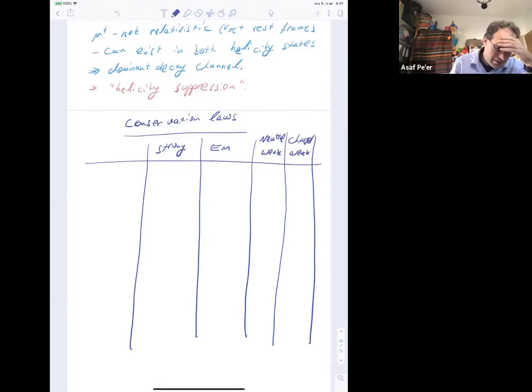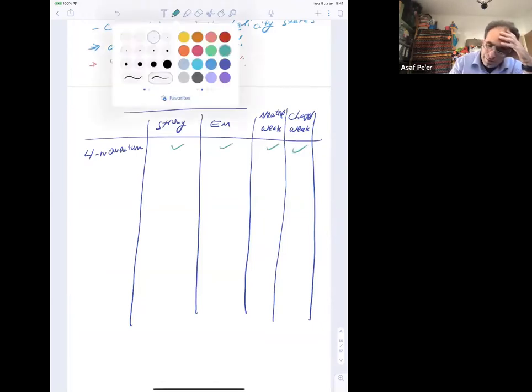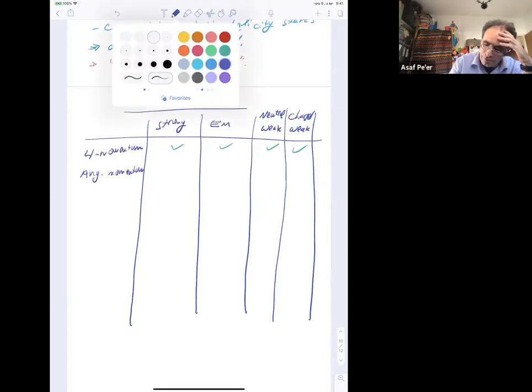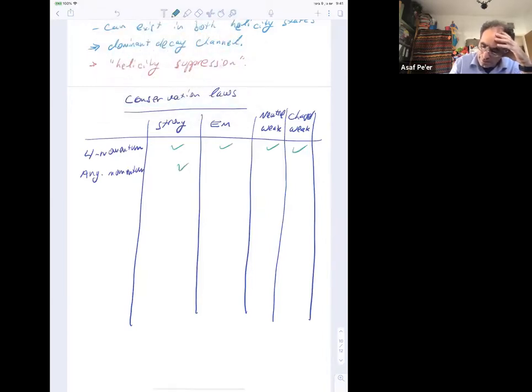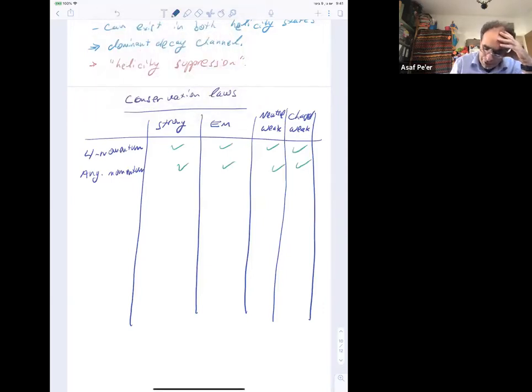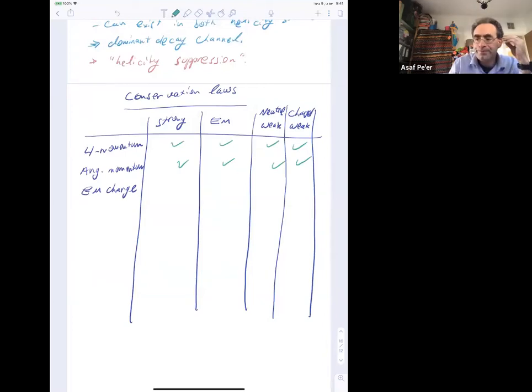We have several entities such as the momentum. We know that the momentum is conserved in the strong, electromagnetic, neutral weak, and charged weak, right? We know that the angular momentum, similarly, is conserved by all of these interactions, right? What about electromagnetic charge?